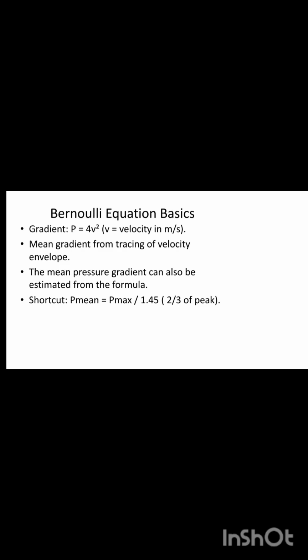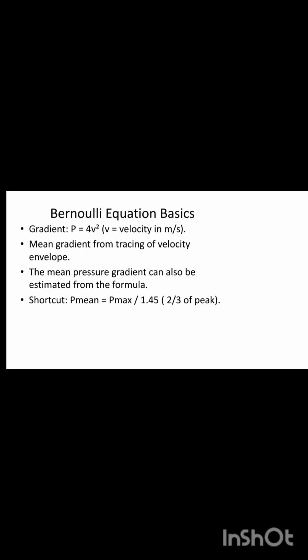We use the Bernoulli equation. The basic Bernoulli equation is: the pressure gradient is equal to 4 v square, where v is the velocity in meters per second. The mean gradient comes from the tracing of the velocity envelope.